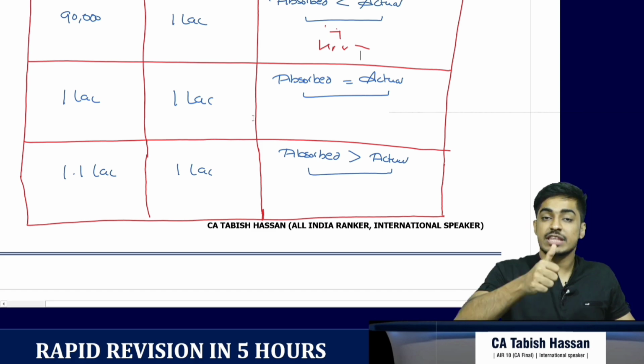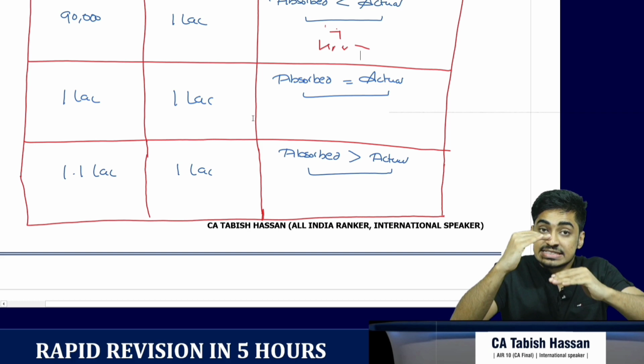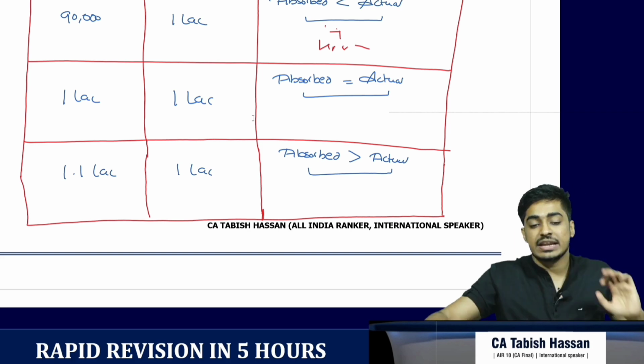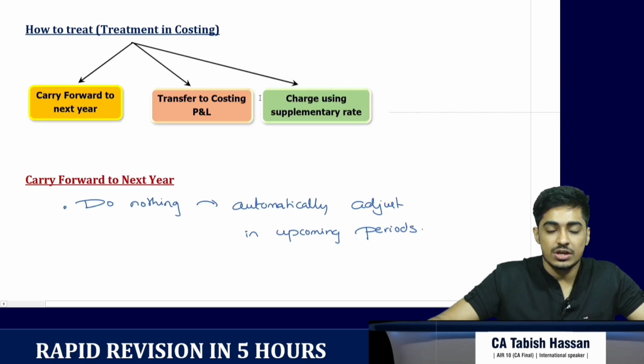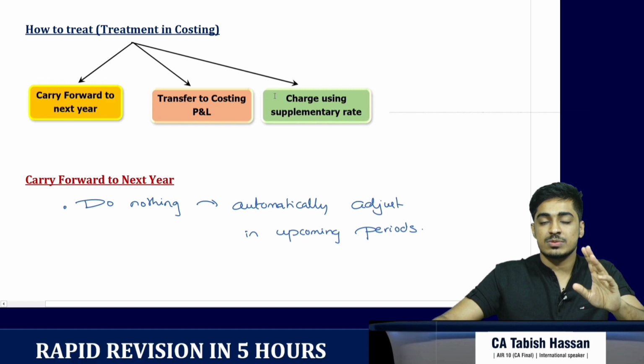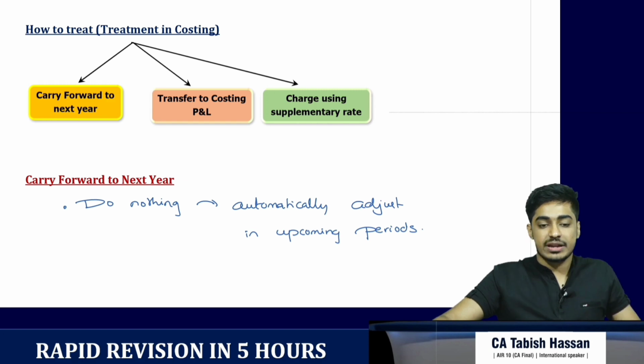Under absorption is when the absorbed overhead is less than the actual overhead. Over absorption is when the absorbed overhead is greater than the actual overhead. Okay. So we came to know why under or over absorption occurs, what under or over absorption is. Now let's go to the treatment. How do we treat under and over absorption?